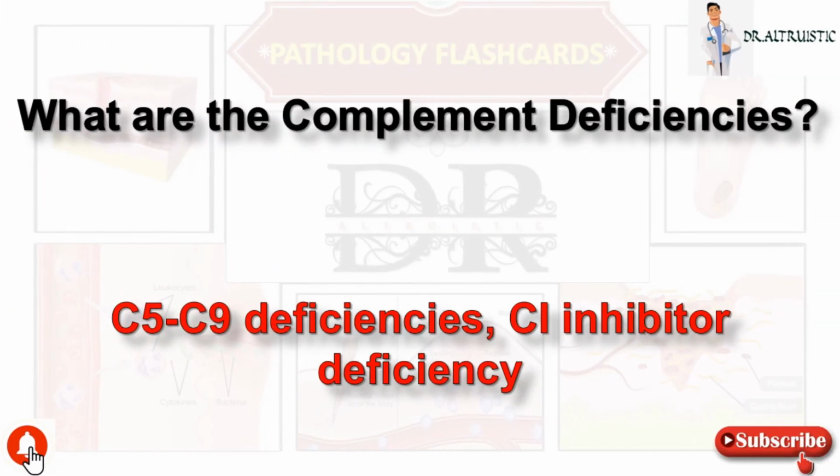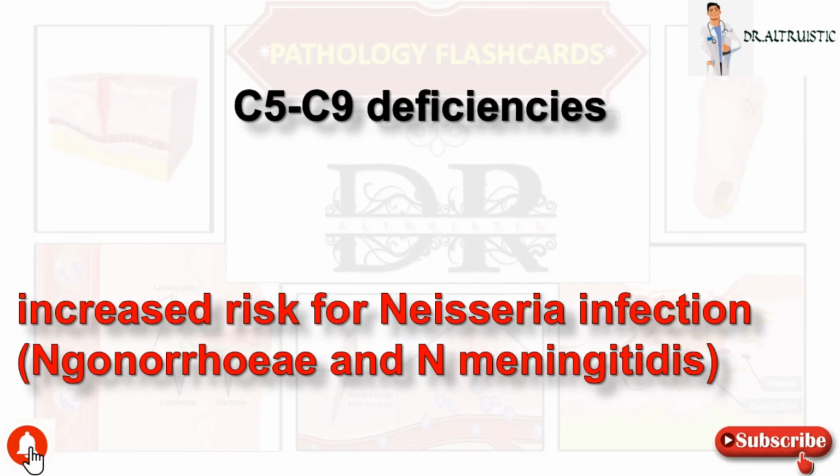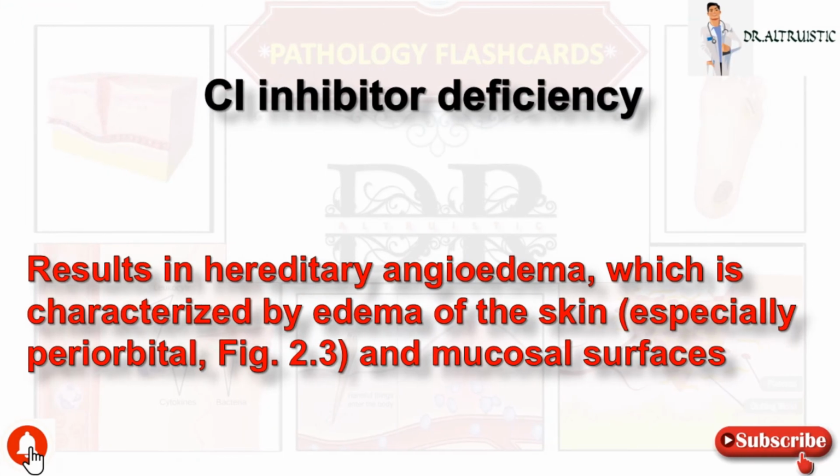What are the complement deficiencies? C5-C9 deficiencies, C1 inhibitor deficiency. C5-C9 deficiencies. Increased risk for Neisseria infection, in gonorrhea and N. meningitidis. C1 inhibitor deficiency results in hereditary angioedema, which is characterized by edema of the skin, especially periorbital, and mucosal surfaces.